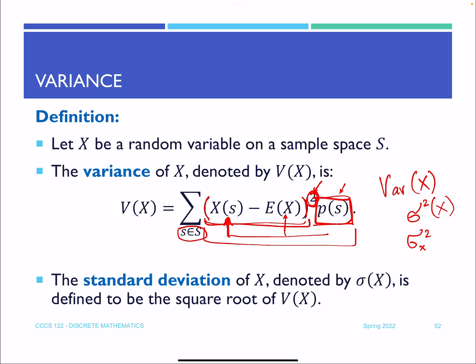The standard deviation of X is simply the square root of V of X. So it's denoted for that reason by simply sigma of X. So basically skip this square term. Or you can also think of it as the square root of V of X. Same thing. Okay? Just like these two are the same thing.